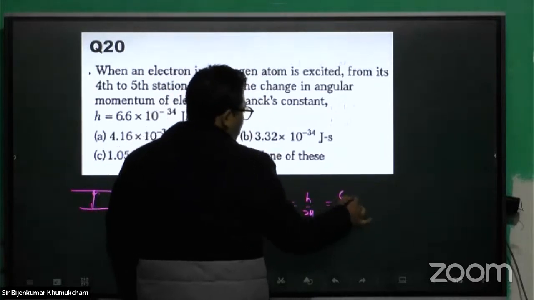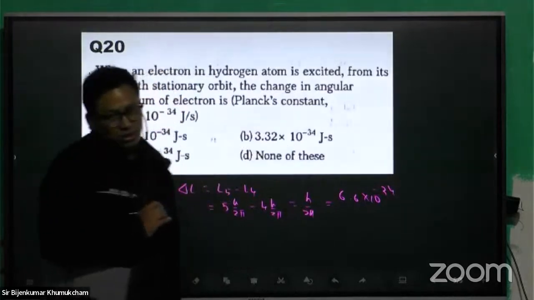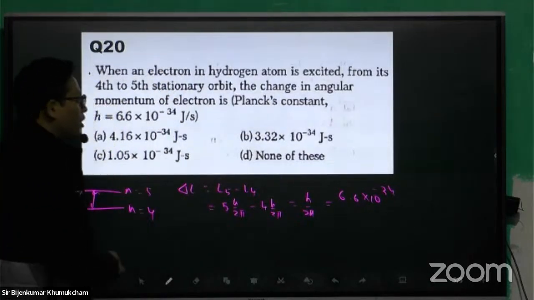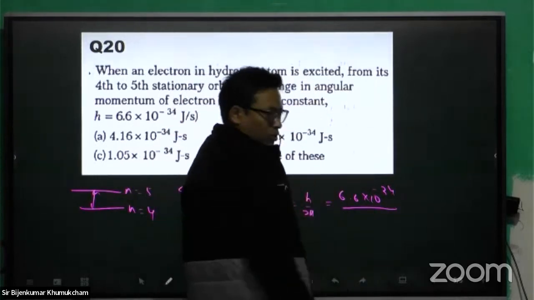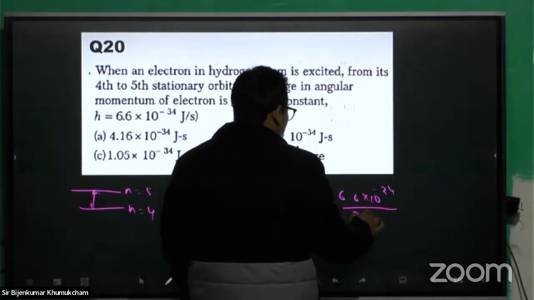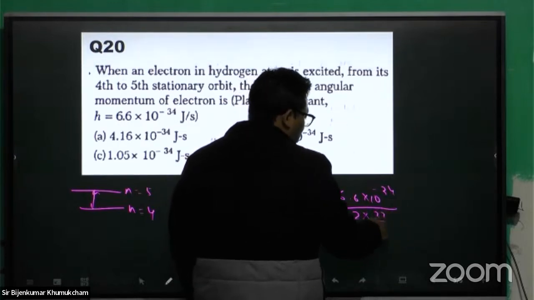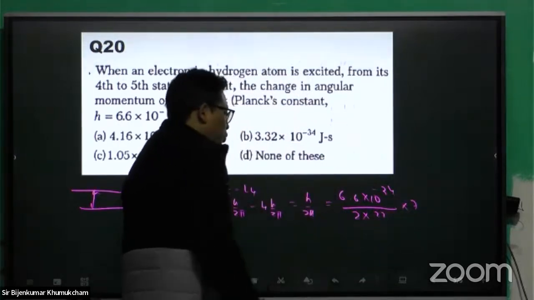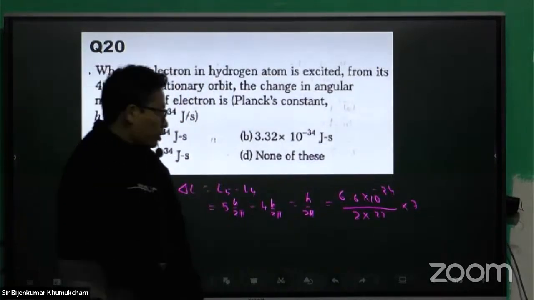Here h is 6.6 into 10 to the minus 34. In the exam, the universal gravitation constant and Planck's constant will be given. For 2 pi, I use 22 by 7 for pi. Why did I use 22 by 7 and why didn't I use 3.14?